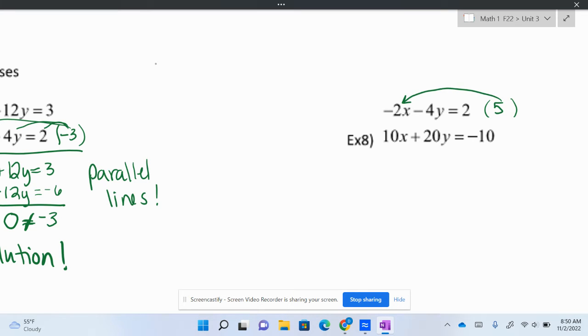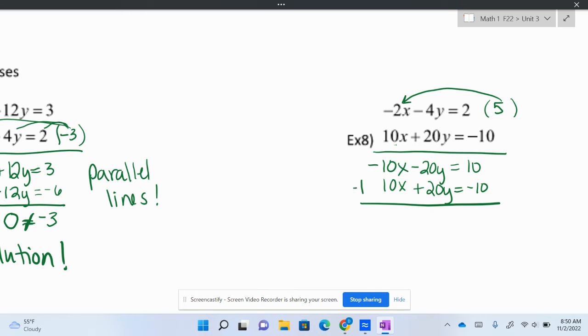Because 2 times 5 gives me 10, right? So 2 times 5 is -10x. 5 times -4 is -20y. And 5 times 2 is 10. I'm going to put my second equation right below it, and then I'm going to add these two together. What the heck happens here? I end up with 0 equals 0.